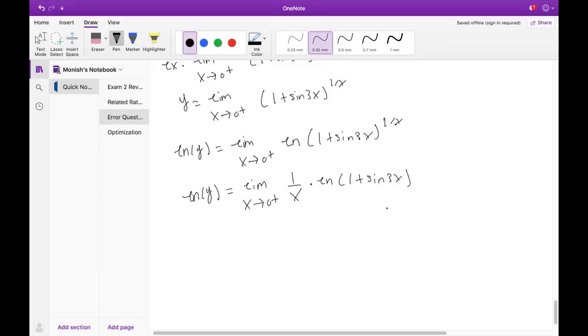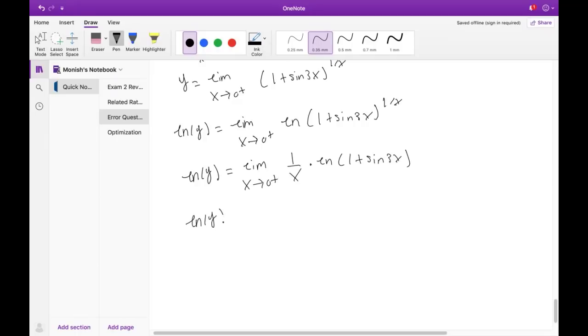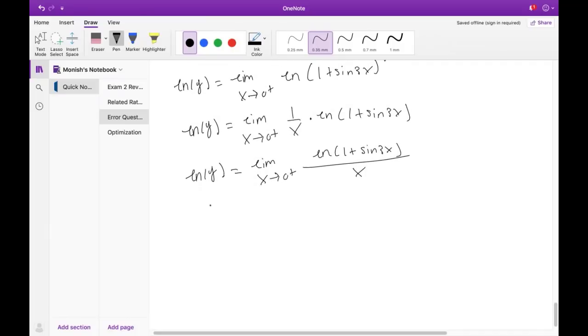And then I'm going to apply L'Hopital's rule again, because you would get an indeterminate if you did the limit from here immediately. So we'll get ln of y equals the limit as x approaches 0 from the right of ln of 1 plus sine 3x over x. From here, we take the derivative of the top and bottom.